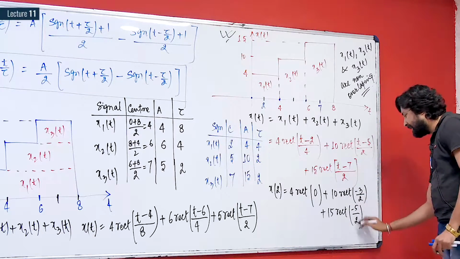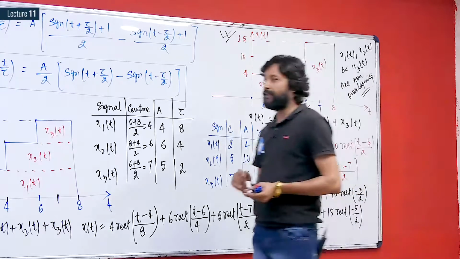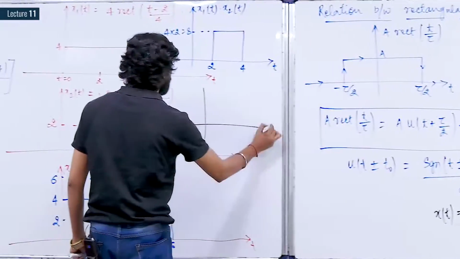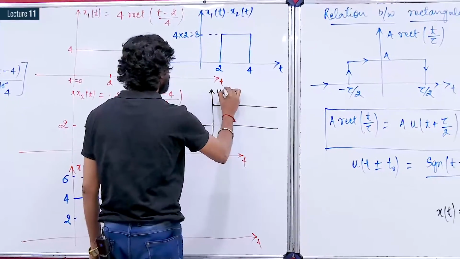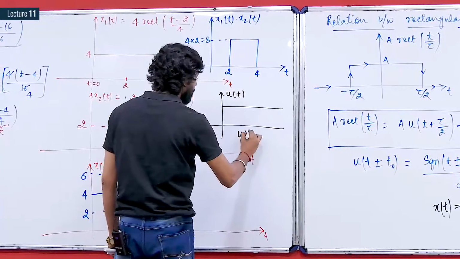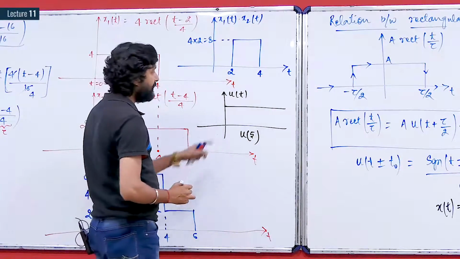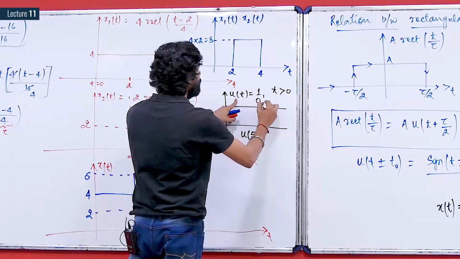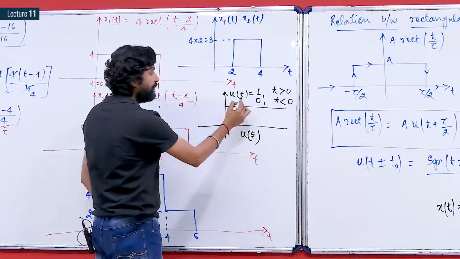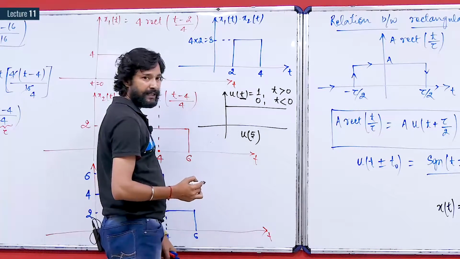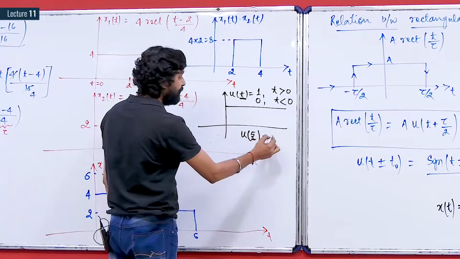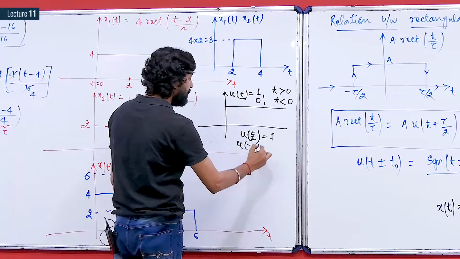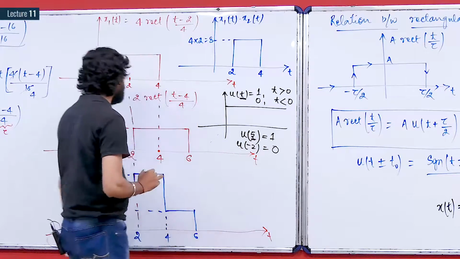Now you have to consider, say you have a step function, let it be u of t. Then what is the value of u of 5? You have defined the u of t function to be equal to 1 if t is greater than 0, and 0 for t less than 0. So whatever value of t you take in the bracket, if it is greater than 0, then the value of u of t is going to be 1. If you take u of minus 2, then the value is going to be 0.